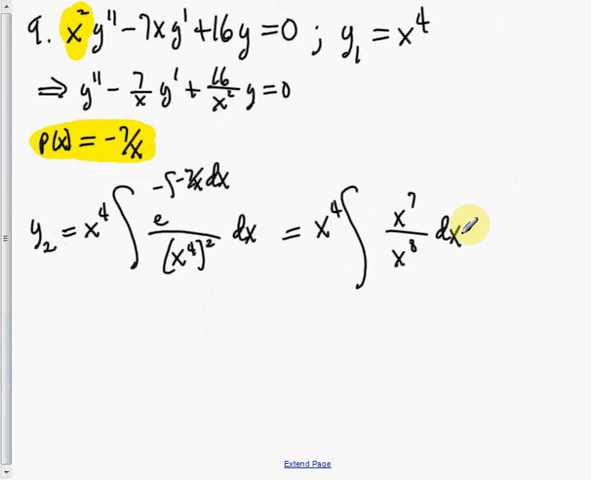Now you want to probably go in and put in your margin what I just said, right? Because you go back and look at that, you'll say, oh man, how did he get this x to the 7th?